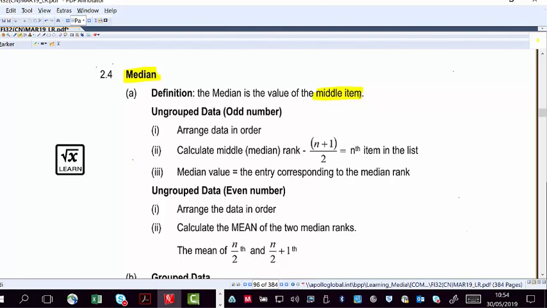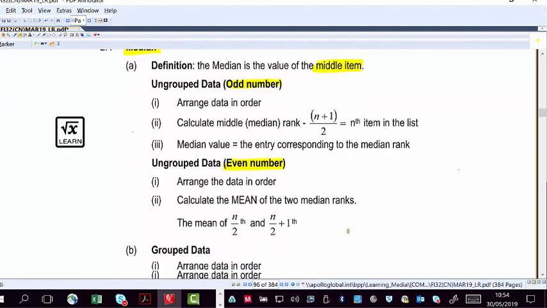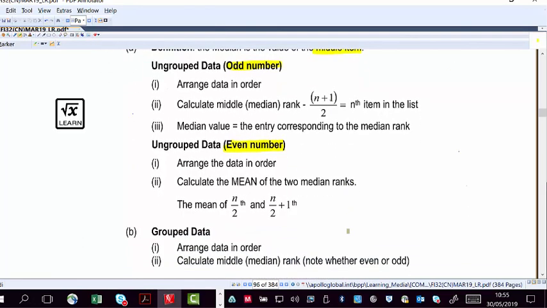So in other words, when we write the numbers out in order from, say, the lowest to the highest number, the median will be the middle item of that set of data. If we're looking at ungrouped data, we need to think about whether we are considering an odd number or an even number, because the way we do the calculation will be slightly different depending on whether it's an odd number or an even number. What we mean by that is the number of items in the set.